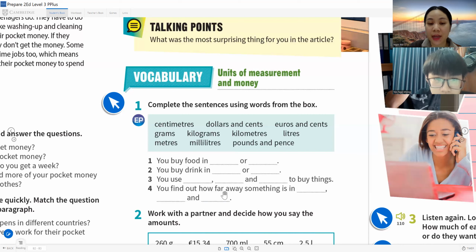You buy drink in liters or milliliters. You use dollars and cents, euros and cents, pounds and pence to buy things. Okay, good. You find out how far away something is in centimeters, meters and kilometers.